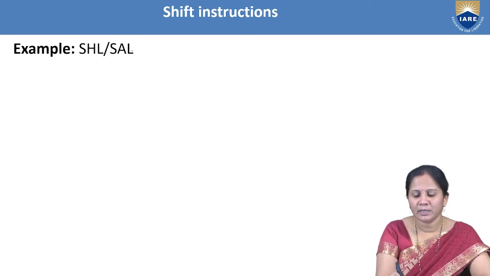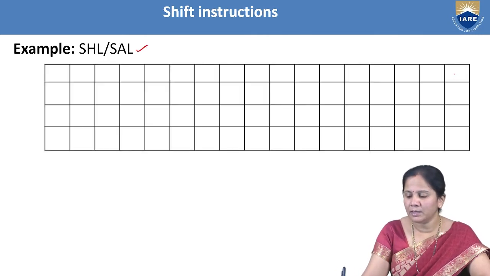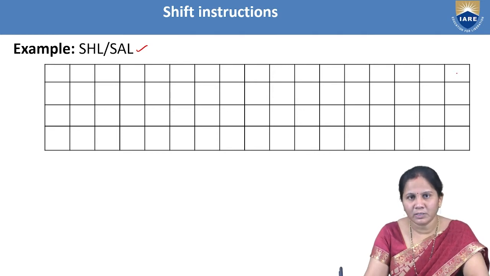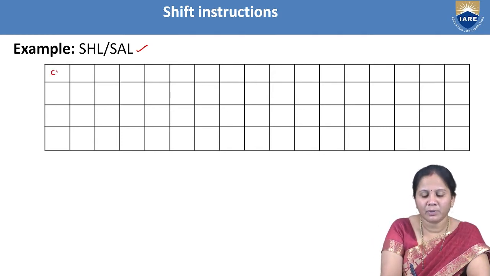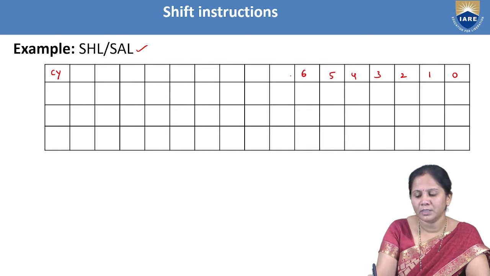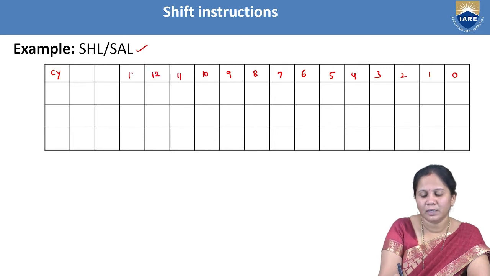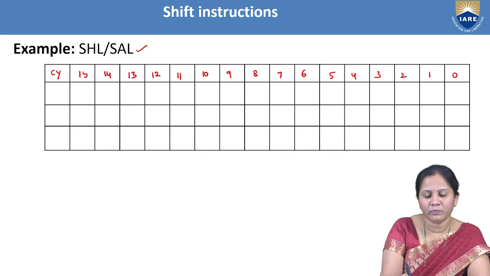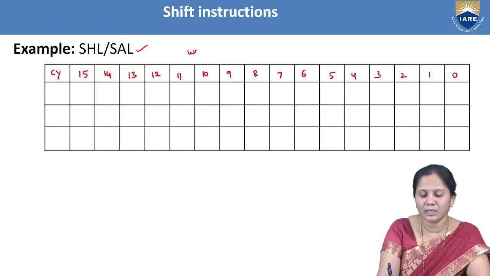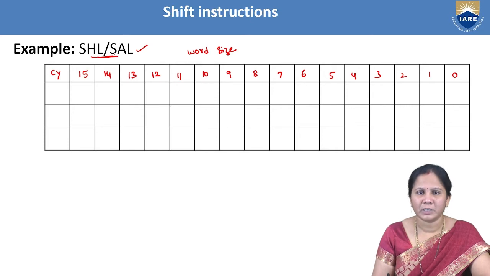And next, let us consider 16-bit data. Here, this is the shift left operation. In a shift left operation, the carry bit will be present at the left side. And here comes the 0th bit, 1, 2, 3, 4, 5, 6, 7, 8, 9, 10, 11, 12, 13, 14 and 15, because we are considering word size data in a register, and we are going to perform this shift left operation.